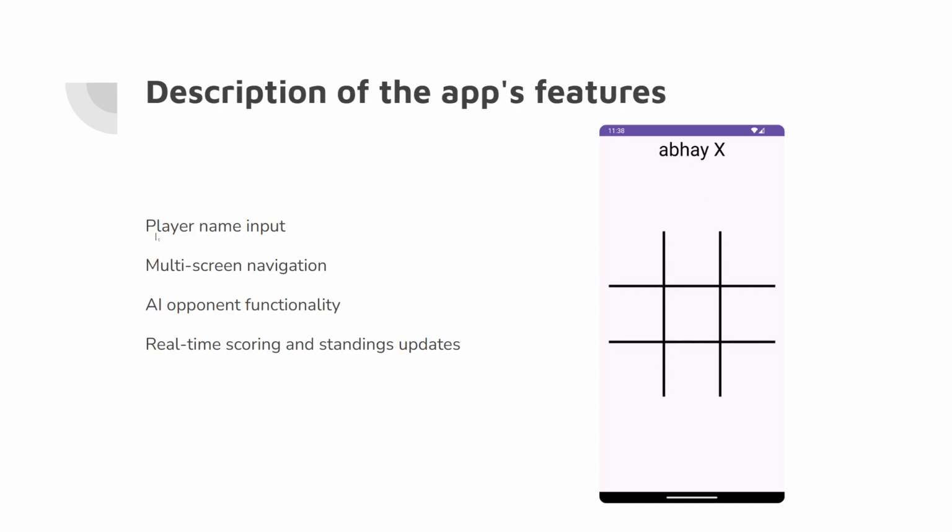First of all, there is multi-screen navigation, and we can also enter the name of the player, navigating from one screen to the other. The main feature is the AI opponent functionality that we have implemented in this application. We also have a real-time scoring system and standings updates, so we can calculate the scores of the single player and the robot. These are the basic main features of the tic-tac-toe application.